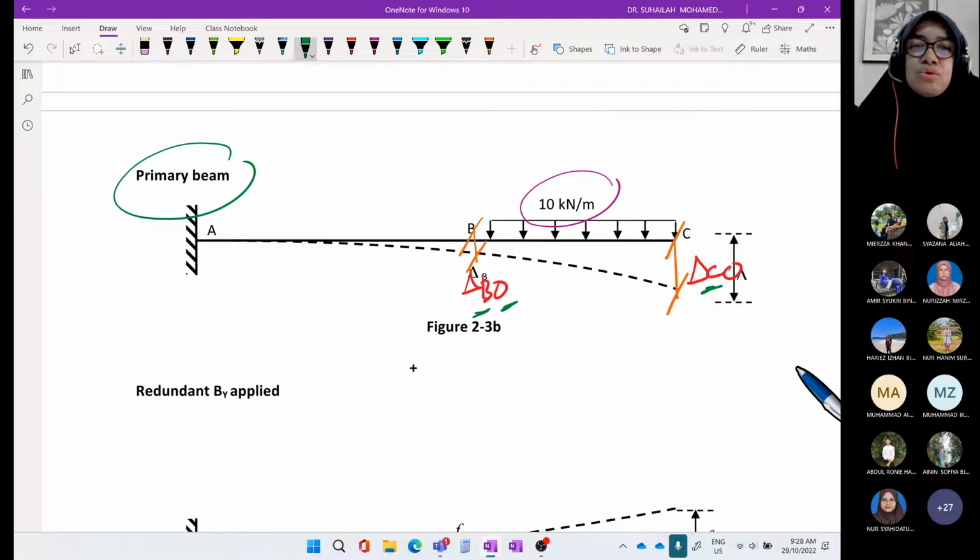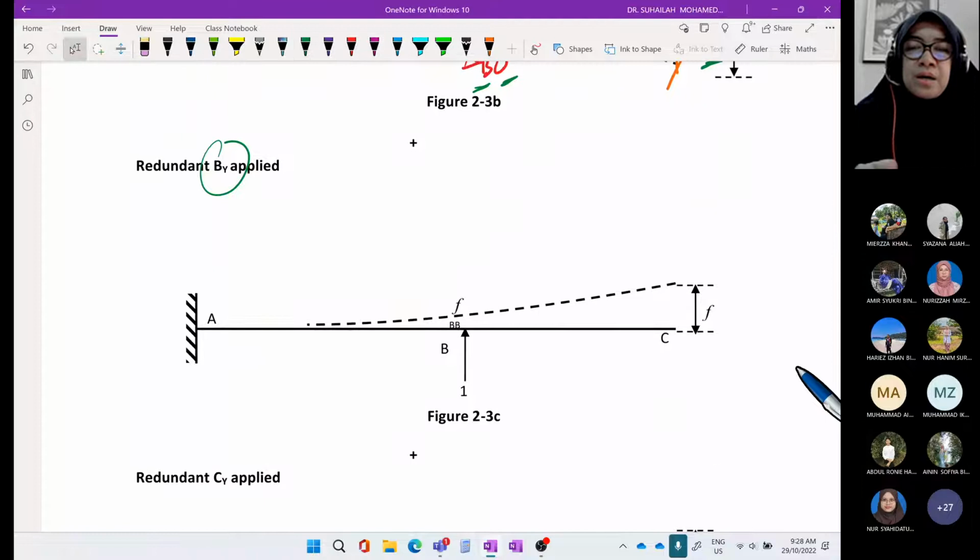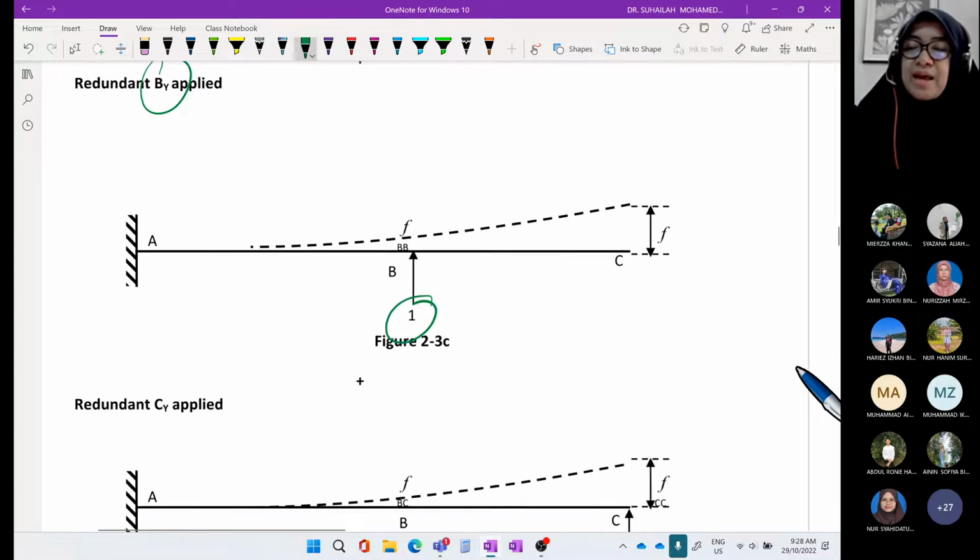Okay, and due to the principle of superposition, the actual beam is equal to the primary beam plus the redundant beams. And this time we have two redundants. One is called redundant BY applied, another one is called redundant CY applied. So for redundant BY applied, it is a cantilever beam subjected to a unit value of BY.